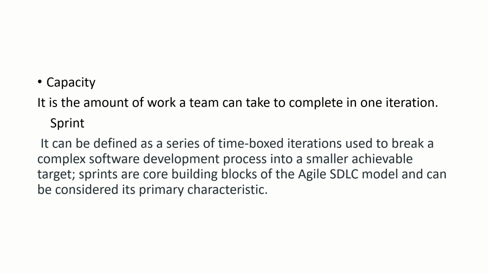Like one sprint can be of 15 days, one sprint can be of 14 days or 1 month. So it is nothing but a number of days in which a particular work can be completed. Coming to sprint, it can be defined as a series of time box iterations used to break a complete software development process into smaller achievable targets.